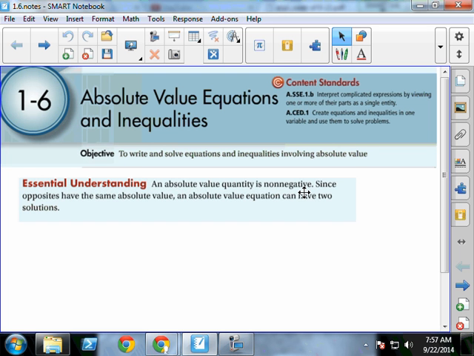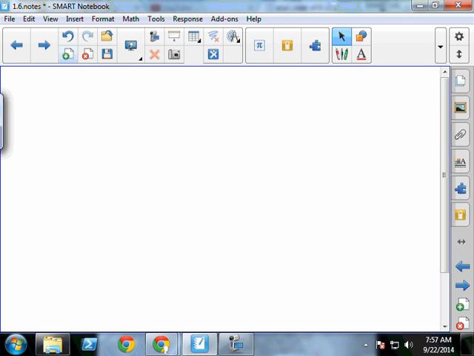The objective, the goal, by the end of this, you should be able to solve and or write equations and inequalities that involve absolute value. So I think we're ready to get started, eh? First of all, I'd like to define absolute value.